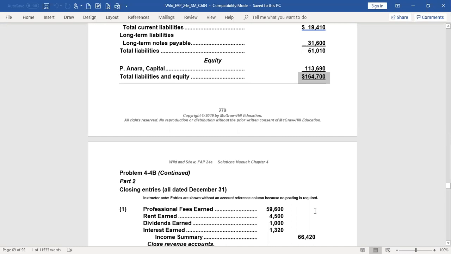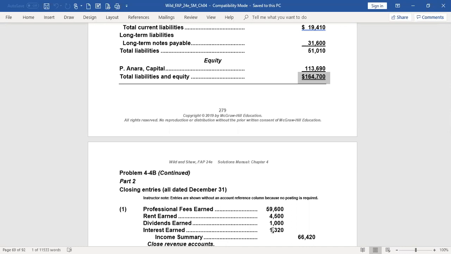Now remember, during this process, first step, let's reset all of our revenue accounts. So once we post the journal entry, every revenue will have a zero balance. So if I look at my adjusted trial balance, and if you created those T accounts, your professional fees has a credit balance in it of $59,600. So the journal entry, you debit the account. Rent earned has a credit balance of $4,500. So in the journal entry, you want to debit it for that amount. Same with dividends earned and interest earned. These were all revenue accounts, earnings for different reasons, still revenues.